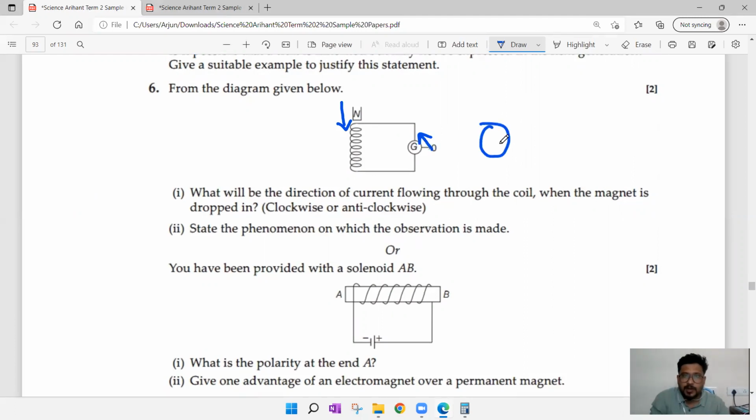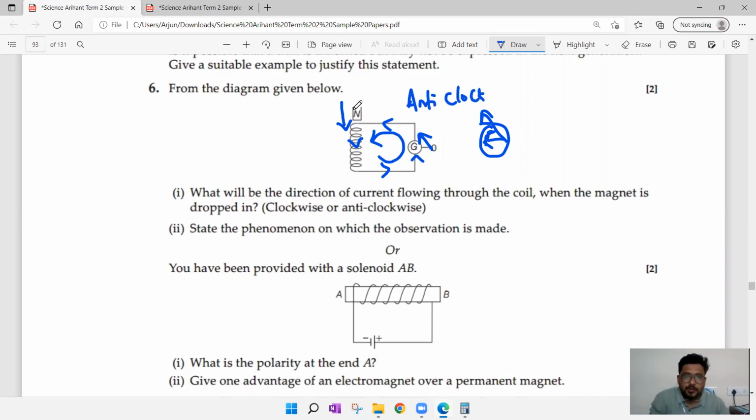So first of all, the galvanometer will be showing 0. When the magnet is moving towards the coil, automatically the galvanometer will deflect like this. So the current is like this. Either you can draw a diagram, or you can name it as anti-clockwise.